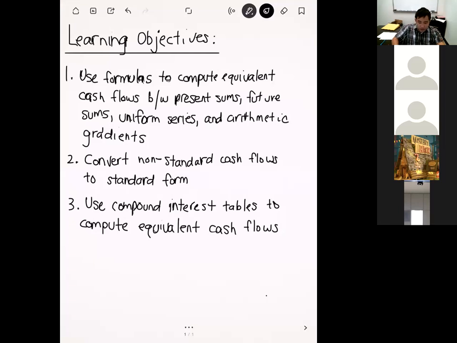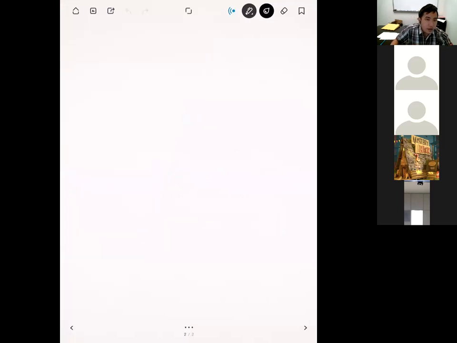All right, so let's go ahead and get started and pick up where we left off. Last time we were discussing this whole concept of equivalence, equivalence with respect to how we equate different amounts of money at different time periods.